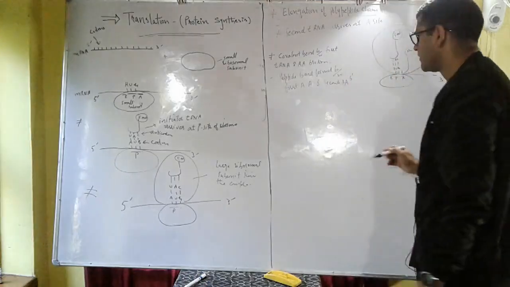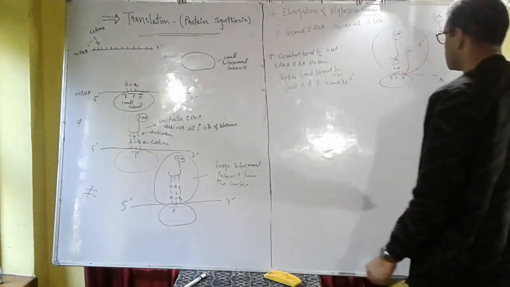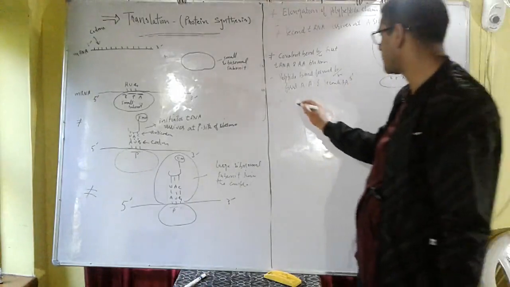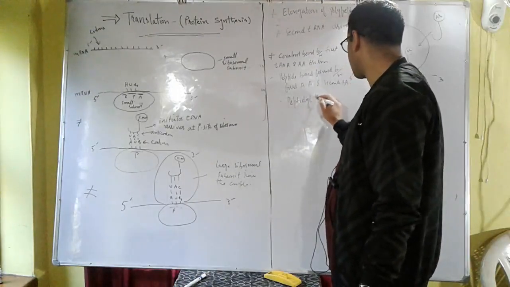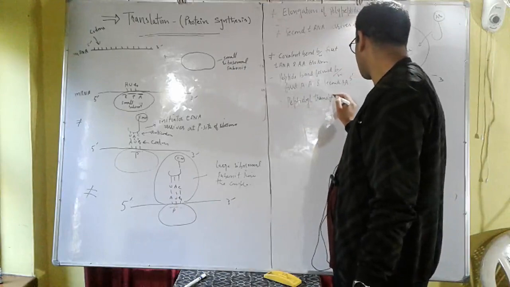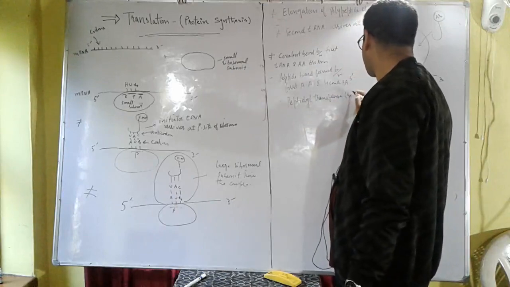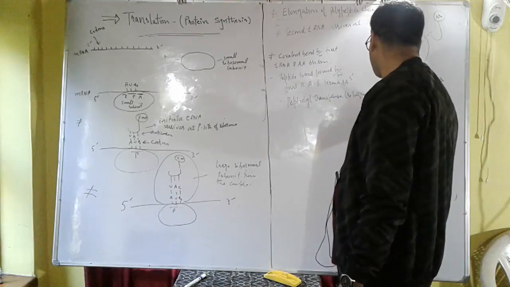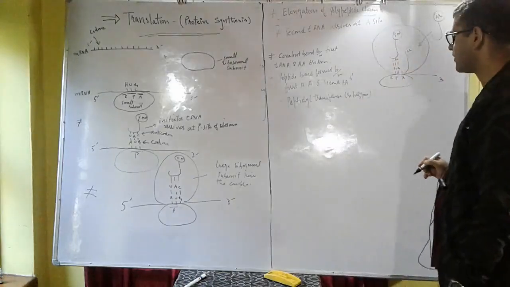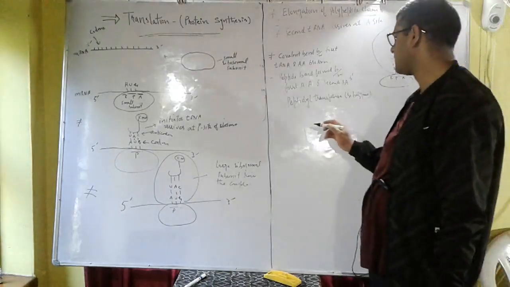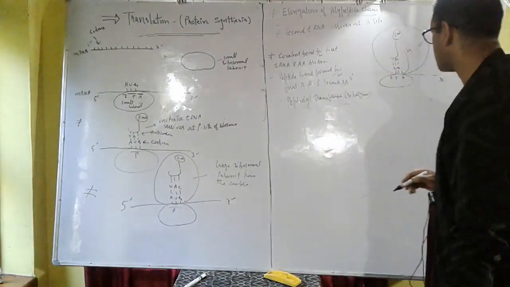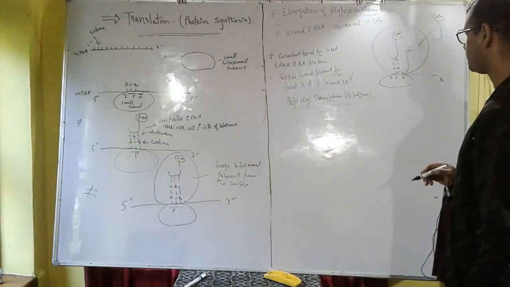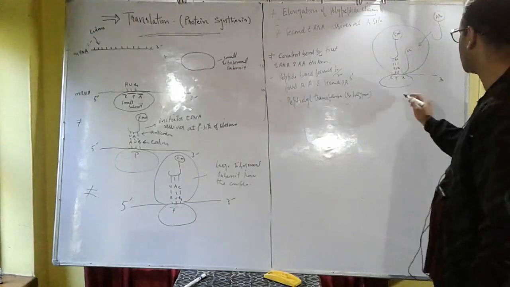Obviously it would be like this, and the enzyme responsible for the formation of the peptide bond is called peptidyl transferase. This peptidyl transferase is a ribozyme, and it is present in the large subunit of the ribosome. So it would be like this.